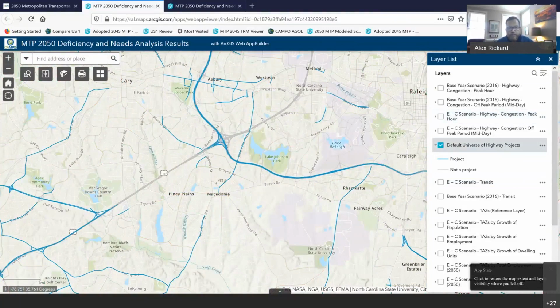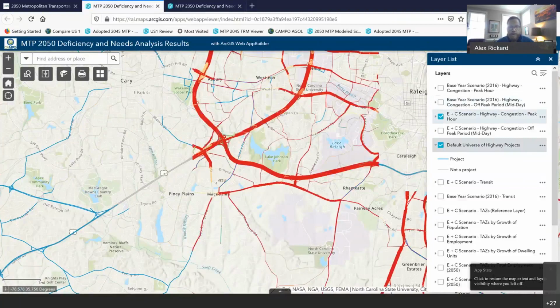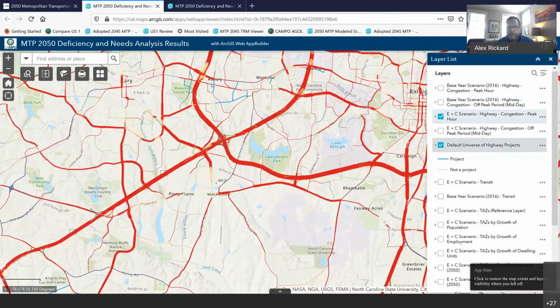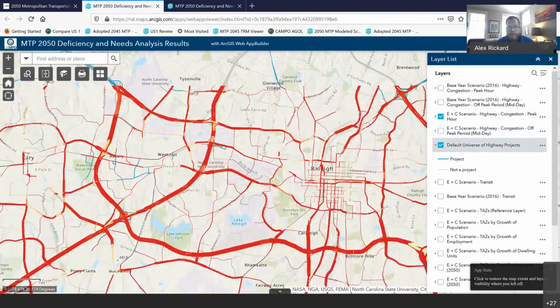If you notice right here on this stretch of US 1, between 40 and 64, we have no project in the MTP to widen that stretch. But if you look at the peak hour in the 2050 E plus C scenario, you see a lot of red there. So Carrie, I don't know if there's an interest there.